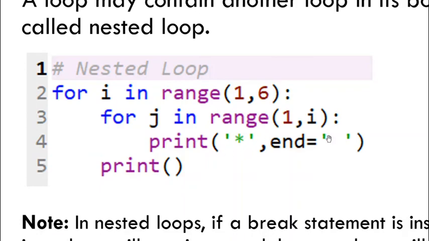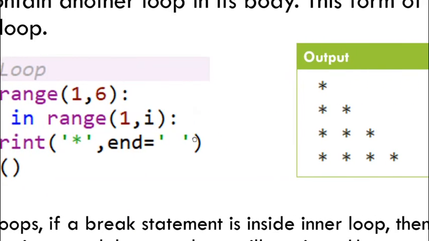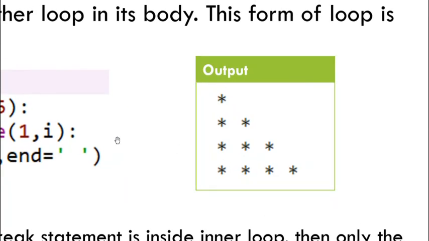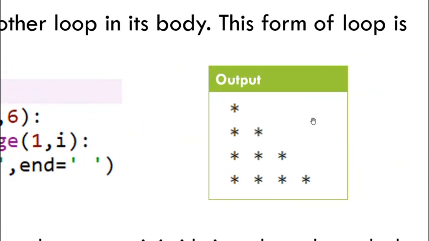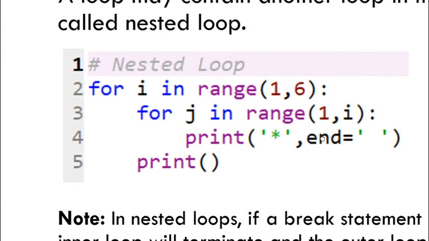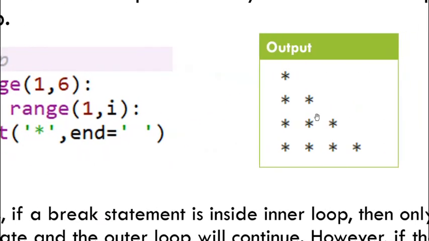Here we have displayed a different type of pattern. See, this program will generate a pattern of stars like this. First time it displays 1 star, second time 2 stars, third time 3 stars, fourth time 4 stars, because of the nested loop statement arranged in such a manner. Here 1 to 6 is given, and 1 to I is given here. Whatever the value of I in the first loop, at that time the second loop will be executed, and so the output is like this.